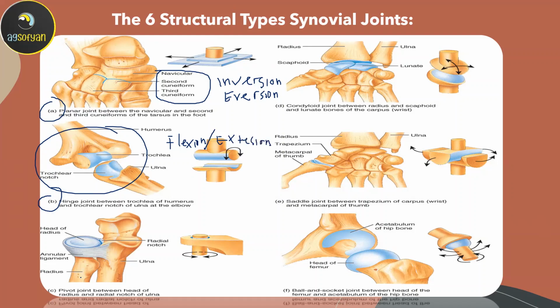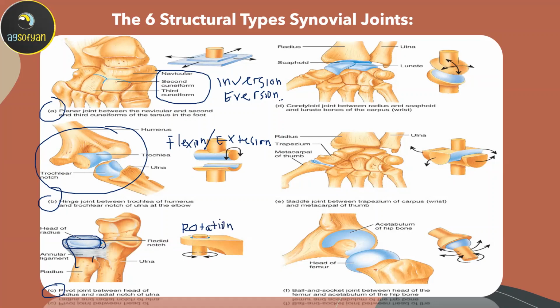This is the third type, the pivot joint. You see the whole structure over here, and there is a bone that actually fills that hole. What happens? We are able to rotate our joint, and this is the rotation. For the pivot joint, the movement is usually rotation.